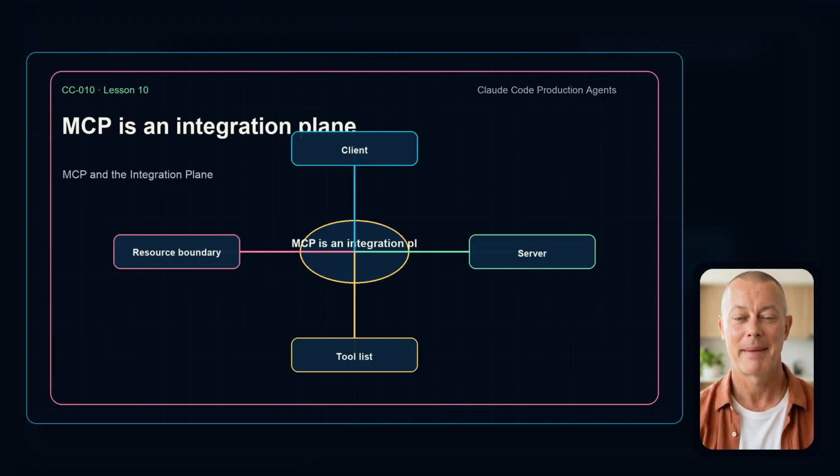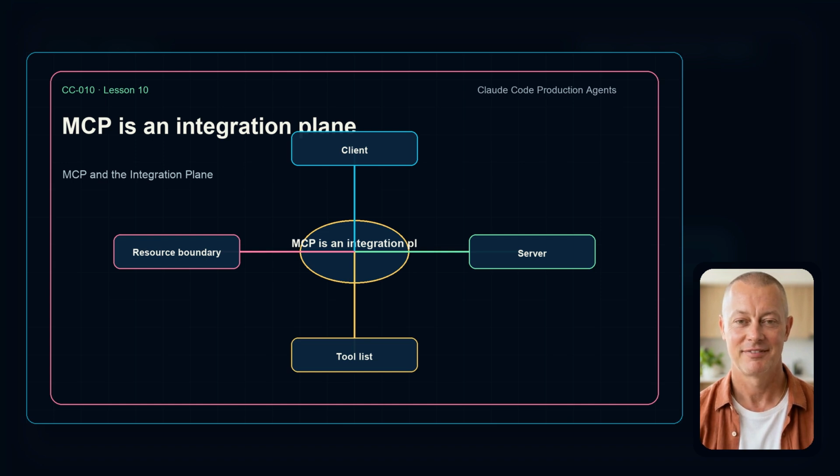MCP is not magic connectivity. It is an integration plane. There is a client, a server, a list of capabilities, and a boundary between the agent and another system. The question is not only can Claude Code call it, the question is what the server exposes, how it authenticates, and what evidence comes back.